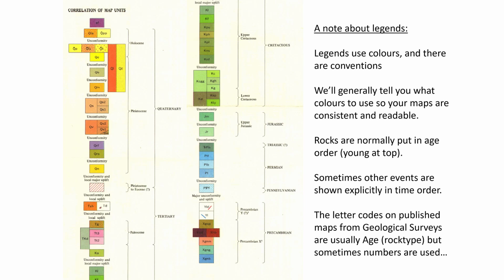Sometimes other events are shown explicitly in the time order, such as in this example, we can see there are some unconformities noted between some units. The letter codes on published maps from geological surveys, such as this example, are usually capital letter age, lowercase rock type, but sometimes numbers are used as well.